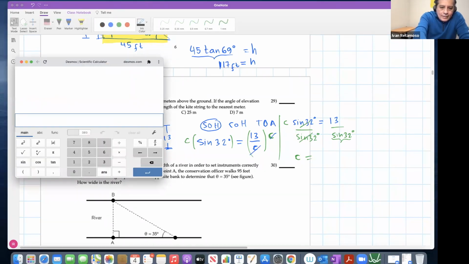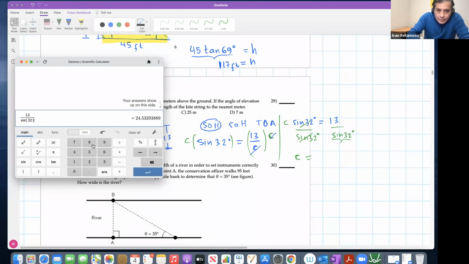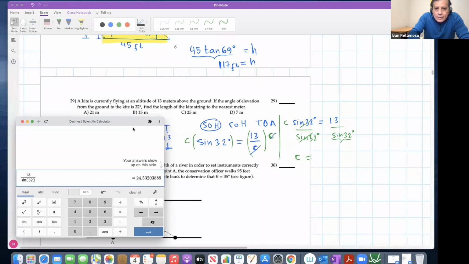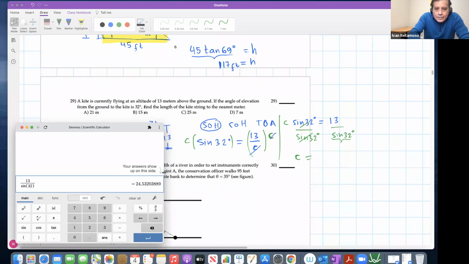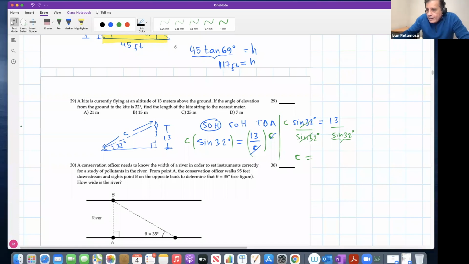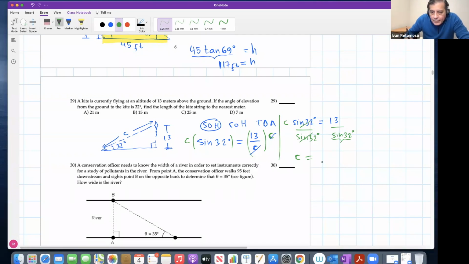Calculate that in your Desmos scientific calculator or in any scientific calculator. Notice I'm working in degrees, right? For word problems, often that's the case. And I get 24.5. Now they want you to round this to the nearest whole number, so that should be 25 meters. And that should be it. In the end, you may attach the units, meters.